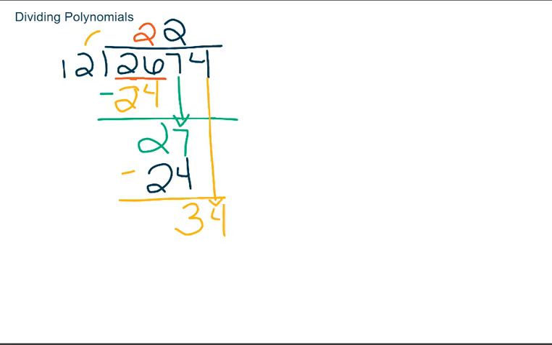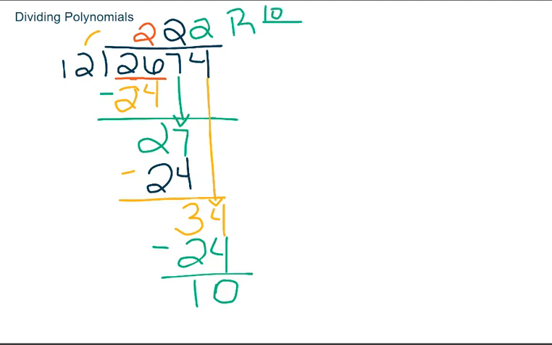Then I divide again. 12 goes into 34 2 times. And then I multiply. 2 times 12 is 24. And then I subtract. 34 minus 24 is 10. Since 12 cannot go into 10, this means I will have a remainder of 10 over whatever you are dividing by, which in this case is 12. So that's how you did division back in 5th grade.